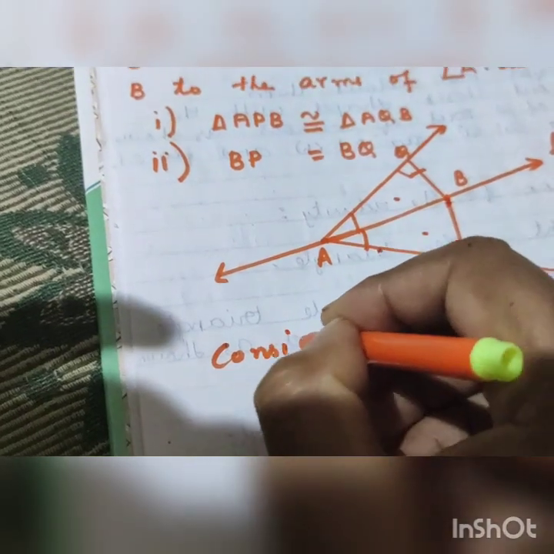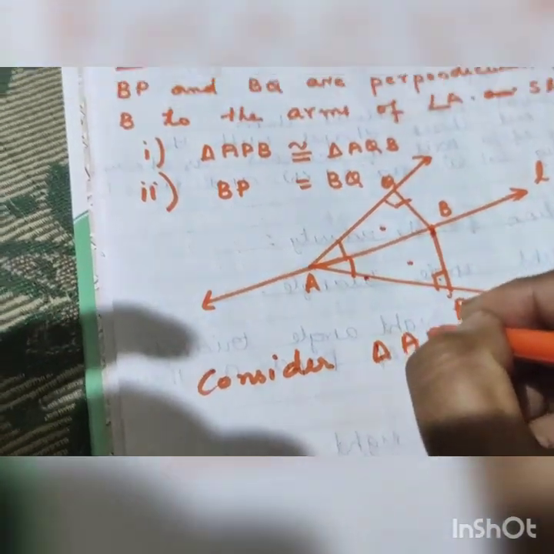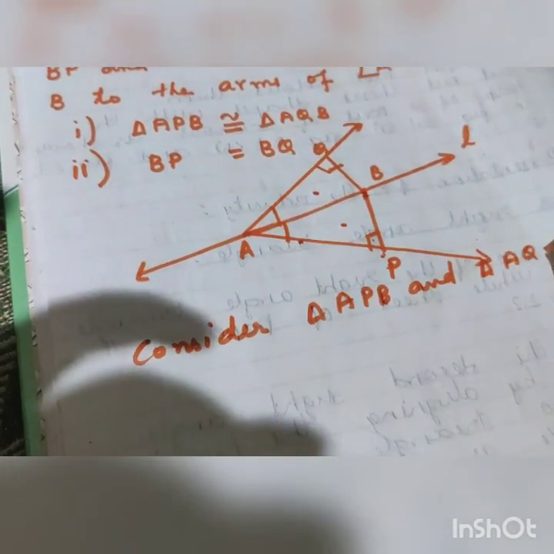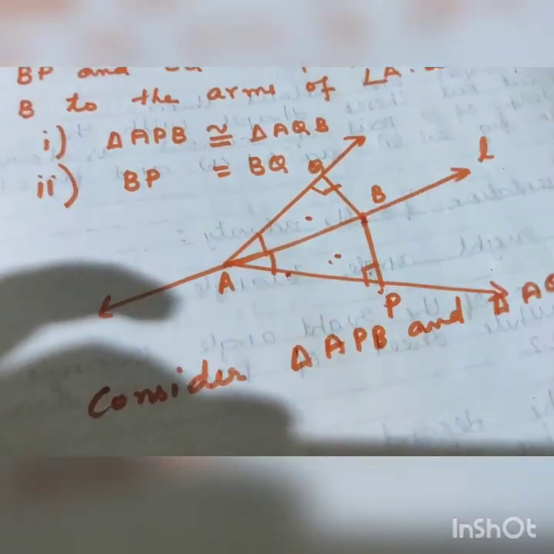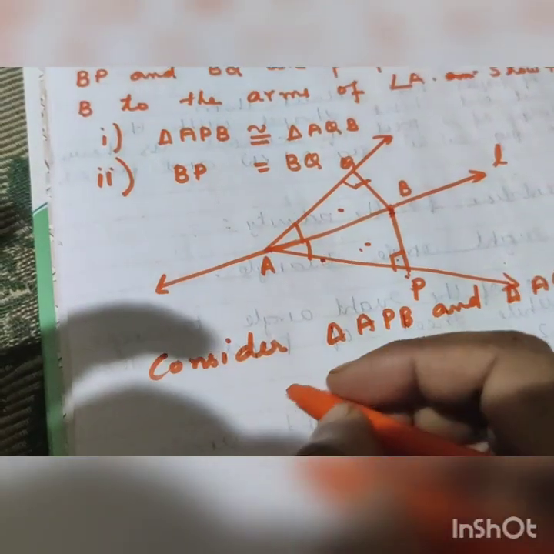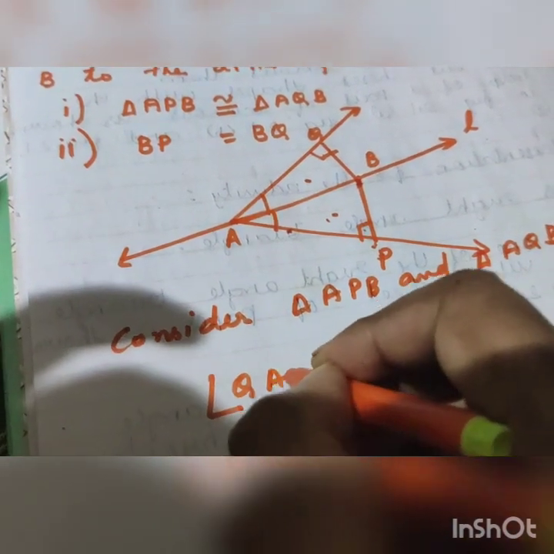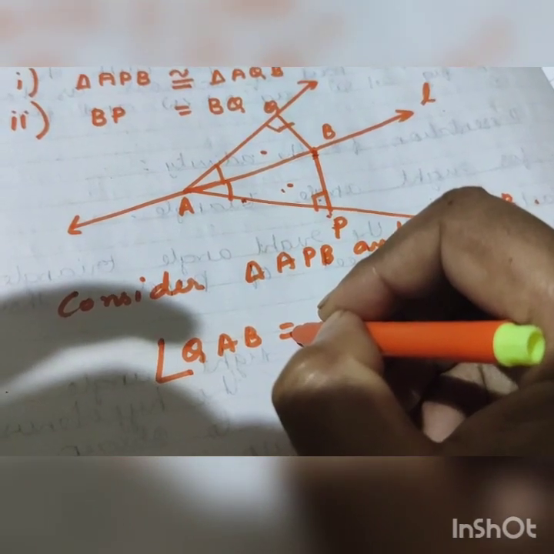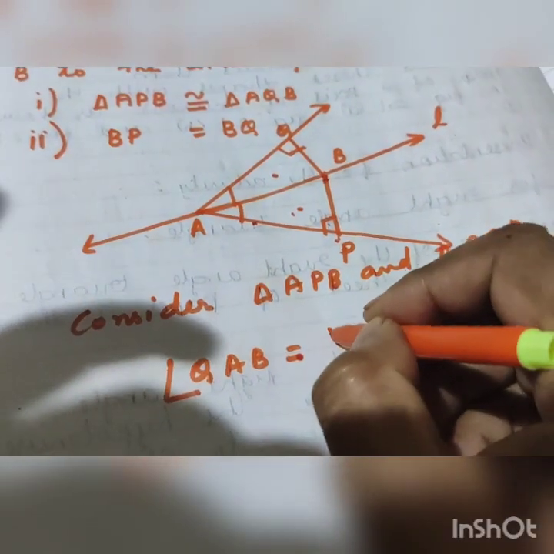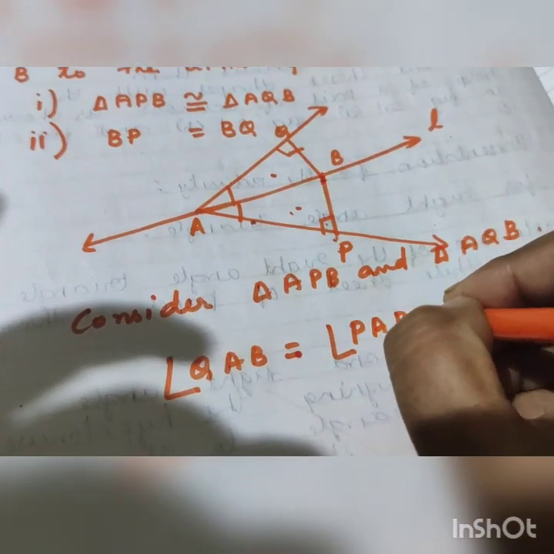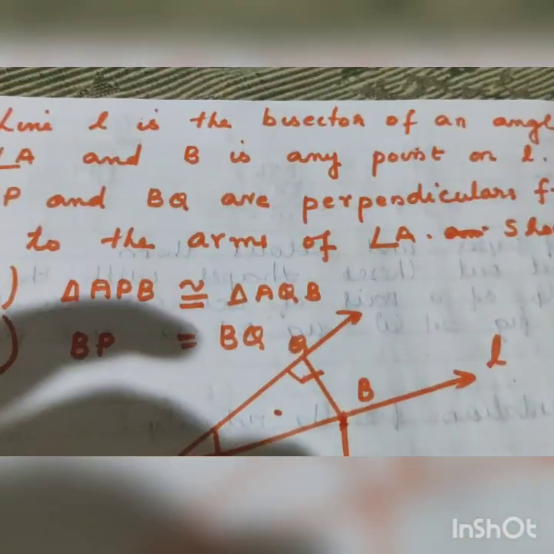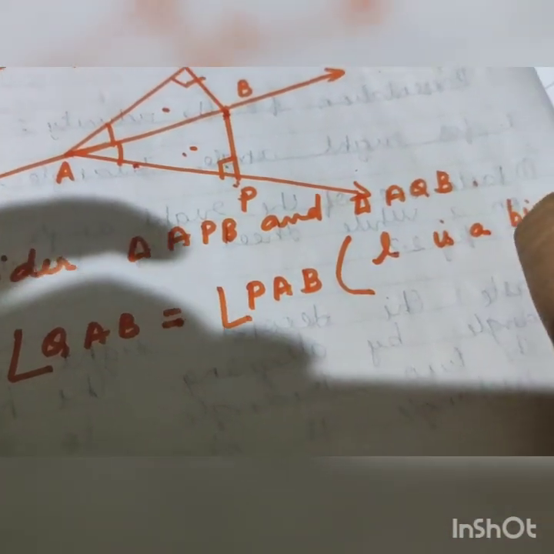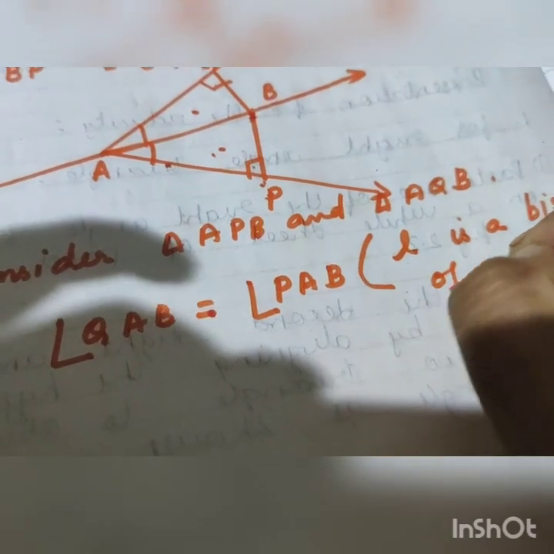Consider the triangle APB and triangle AQB. In these two triangles, angle QAB is equal to angle PAB. The reason, it is given in the question, is L is a bisector of angle A.